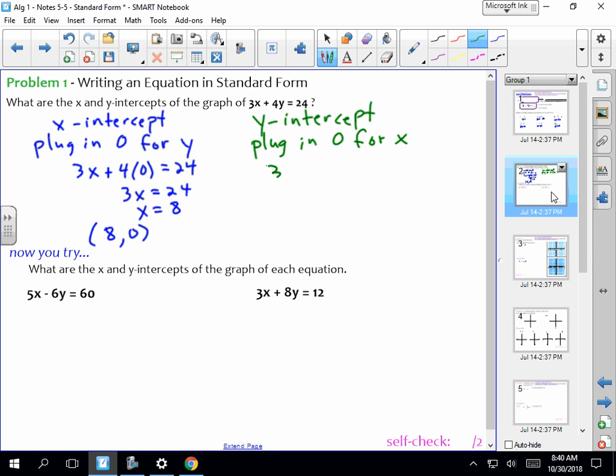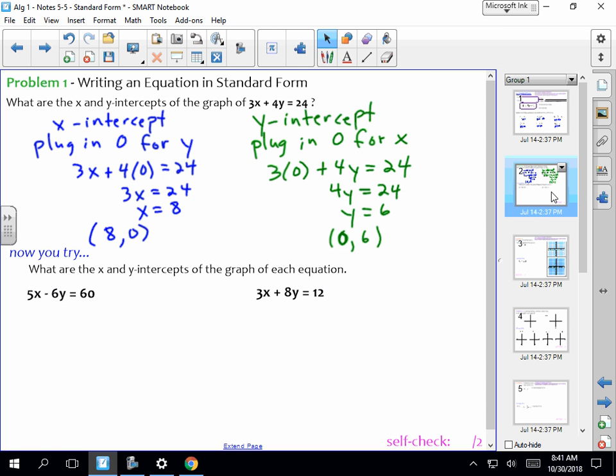And so it looks like this. 3 times 0 plus 4y equals 24. And then I have just 4y equals 24. And then 4 times what equals 24? y equals 6. That's another way to think of it, right? You just think of it: 4 times what equals 24? And you have the coordinate 0, 6.